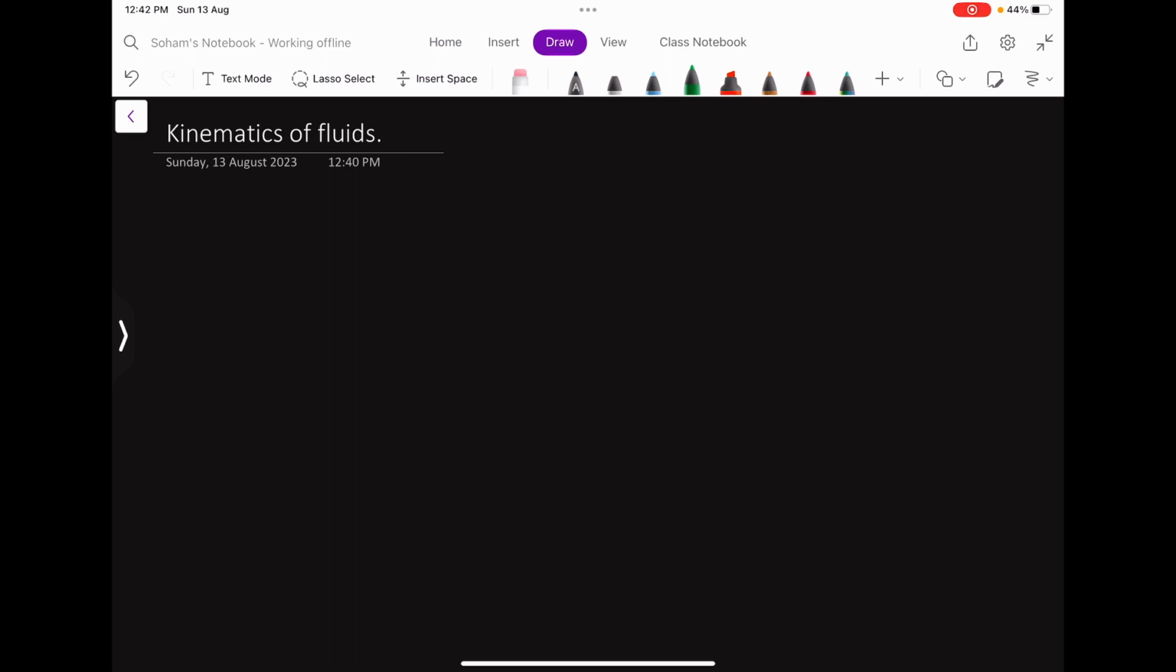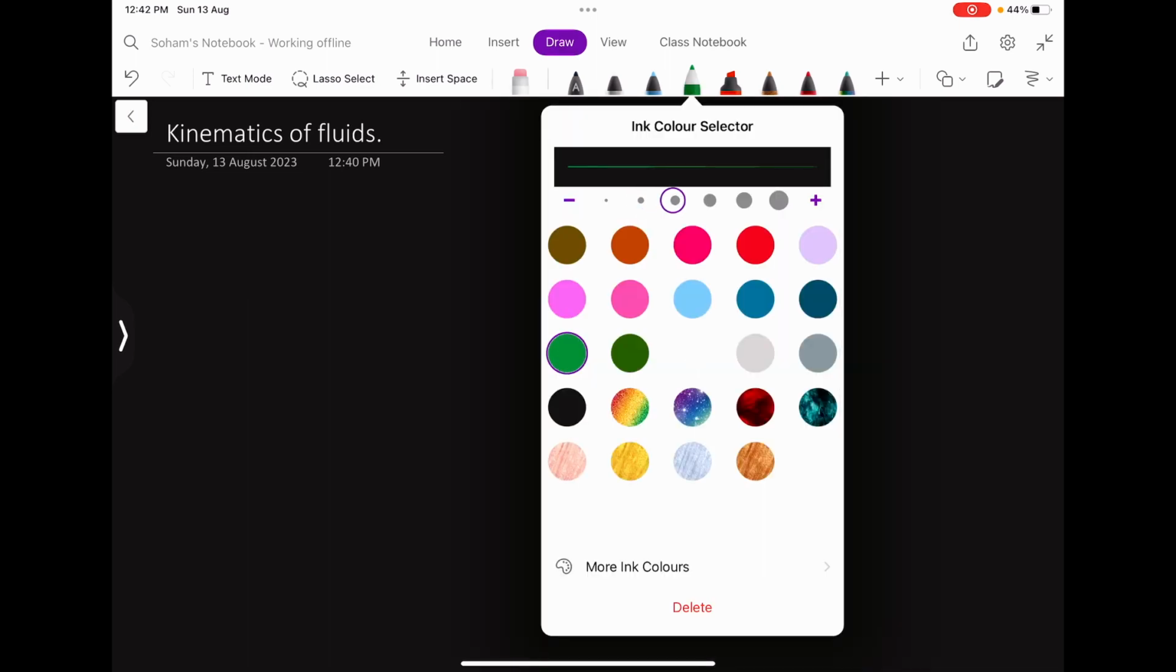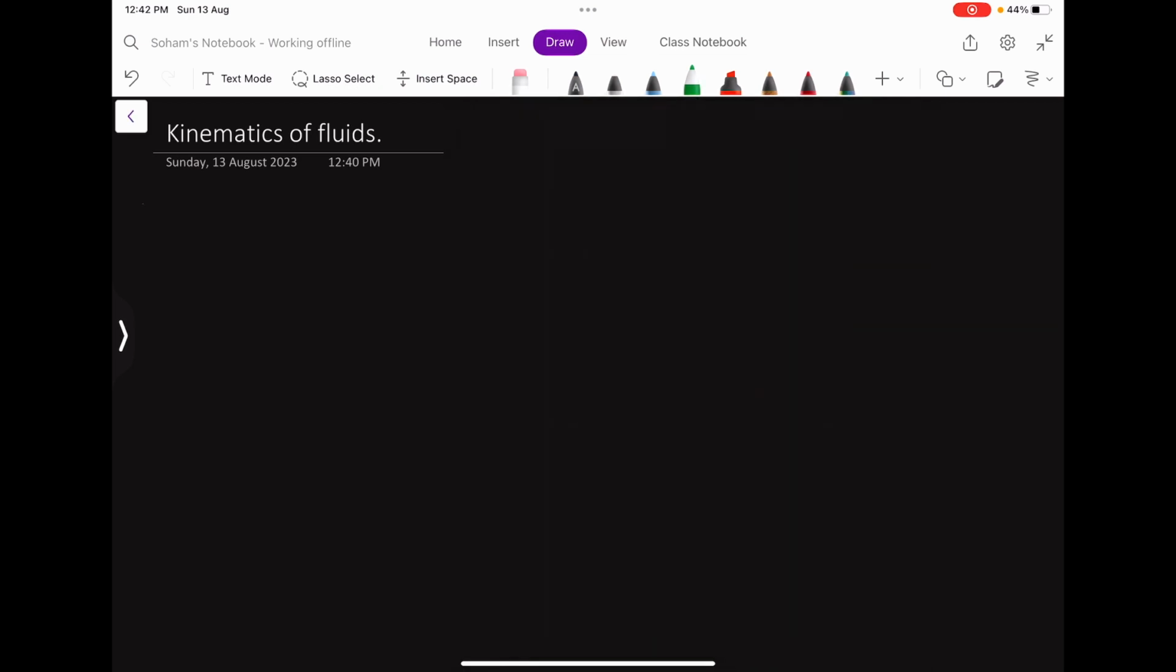So now let us move on to a very important part, which is the base of analytical fluid dynamics: the kinematics of fluids. So what do we mean by kinematics? Kinematics is the science in which we only talk about space and time.